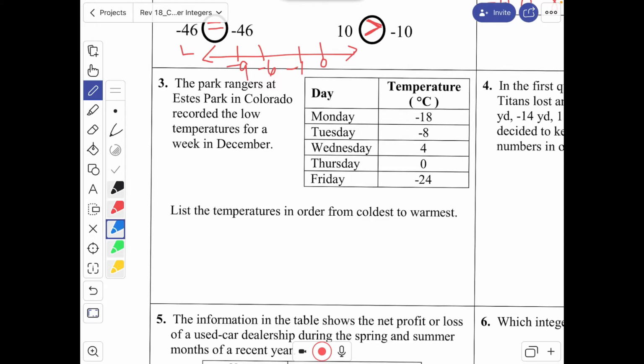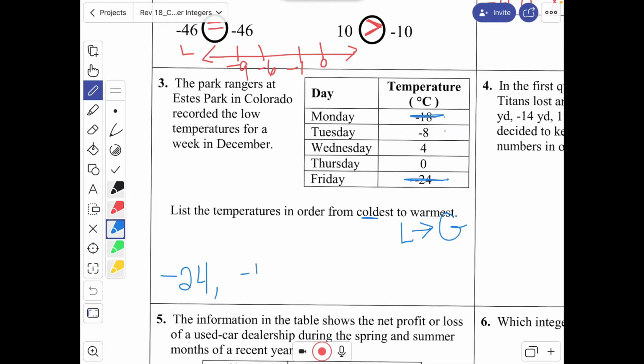Number 3, the park rangers at Estes Park in Colorado recorded the low temperatures for a week in December. List the temperatures in order from coldest to warmest. Well, is coldest going to be the biggest number or the littlest number? Littlest, and warmest would be the greatest. So it says to list the numbers. So the littlest number is going to be one of these negatives. Remember, on the number line, negatives kind of go backwards. So -24 is the littlest.